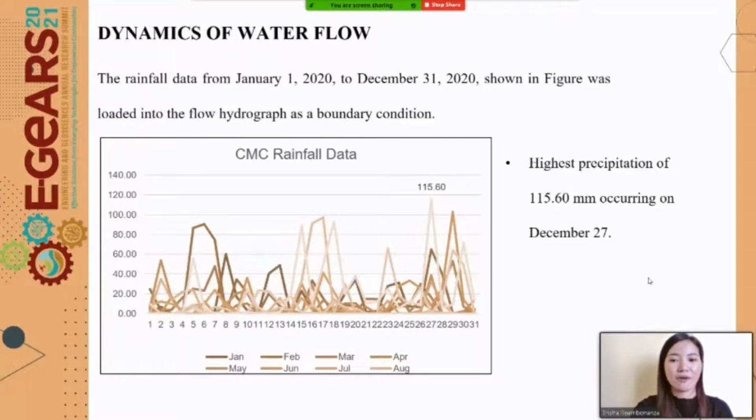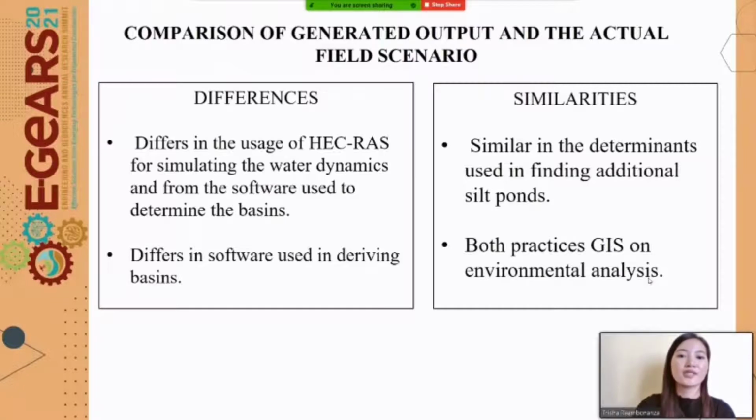So the rainfall data from January 1, 2020 to December 31 is what we loaded into the flow hydrograph as the boundary condition. So as you can see on the graph, we have 115.60 millimeters as its highest precipitation that occurs on December 27.